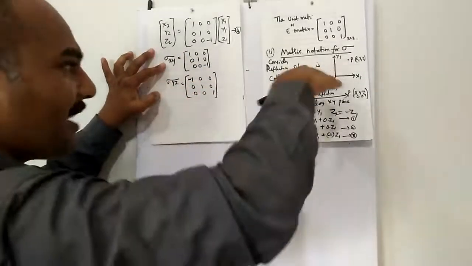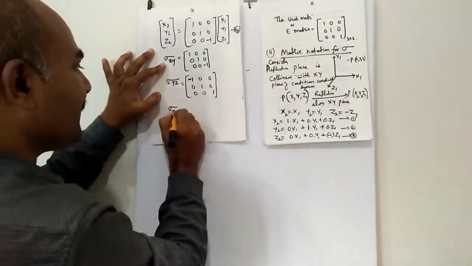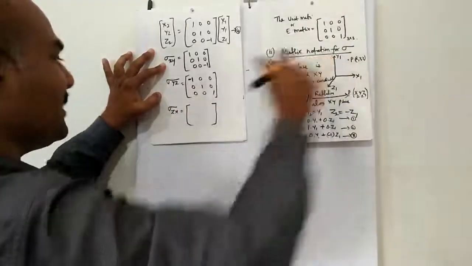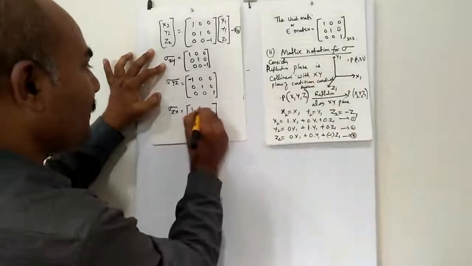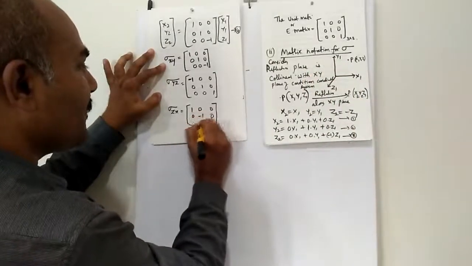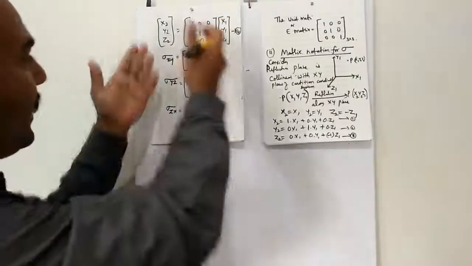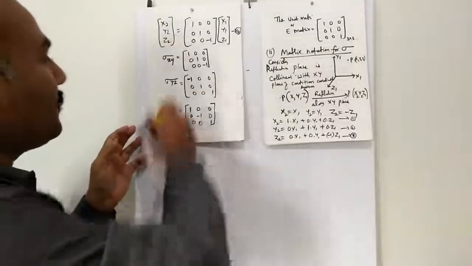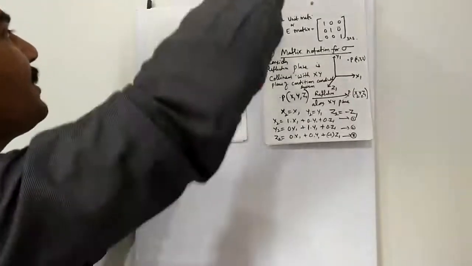If the reflection plane is along the zx plane, then sigma zx, or xz, is equal to, there is a change in the y direction, in the negative side: 1, 0, 0, 0, minus 1, 0, 0, 0, 1. So like this you can derive the matrix notation for all the reflection planes. These are the matrix notations for the reflection, also called the sigma matrix.